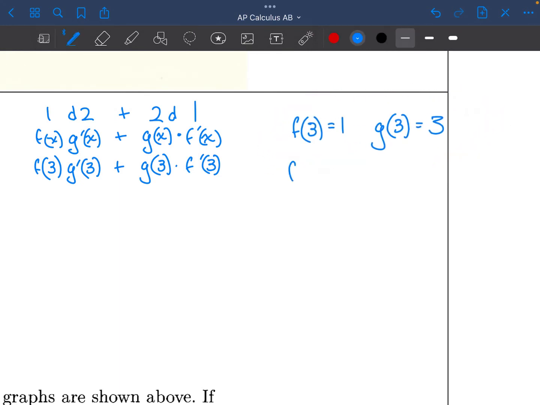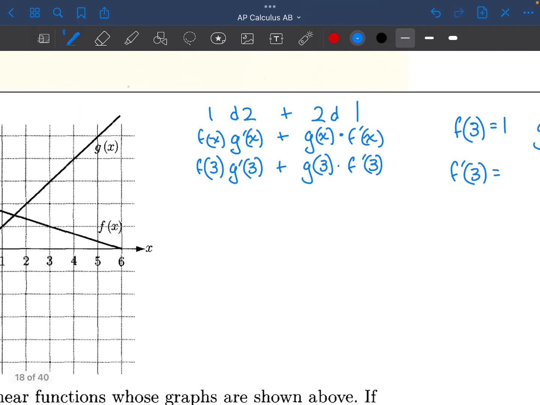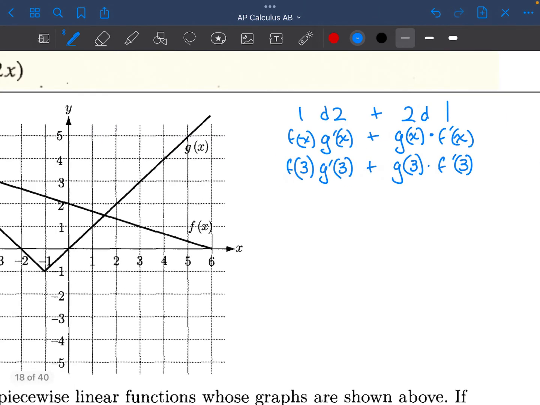Okay, what about f prime of 3? And what about g prime of 3? Remember, the derivative in terms of a graph is the slope. So really, it's doing kind of those same points. So at 3 on f, it comes up to this point. At this point, what is the slope of the line? What is the slope of this line right here? That was a terrible line. But what is that slope?